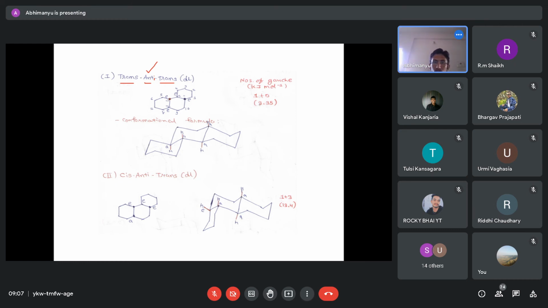So what does it mean? If the 1 and 2 positions are axial, axial trans, the 2 axial and another ring, 3 axial trans, and 3 and 4 trans. So this is trans, anti, trans, and ring flipping is not possible in trans, anti, trans. So it is a highly stable molecule and the energy of the molecule is 3.35.